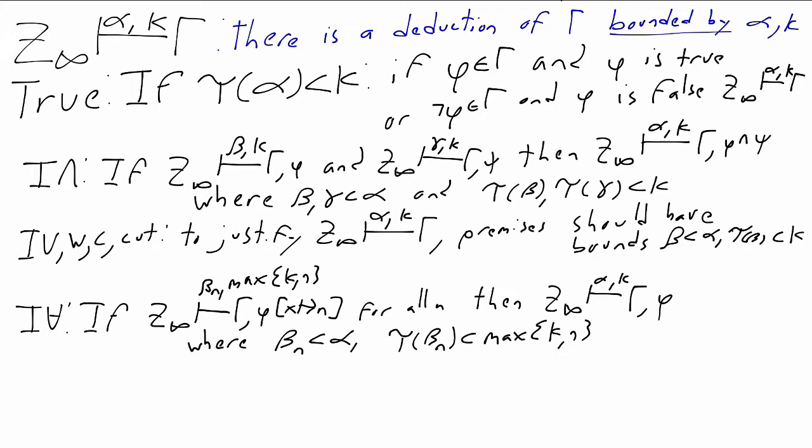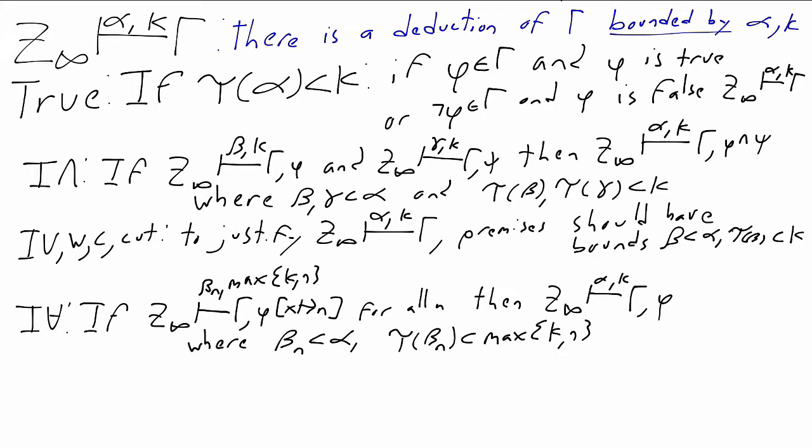A for all introduction rule has infinitely many premises. They all need to be shorter, but the complexity can depend on n as well as on k. So to deduce phi of 10 billion, we're allowed to use a more complicated ordinal than to deduce phi of 1.